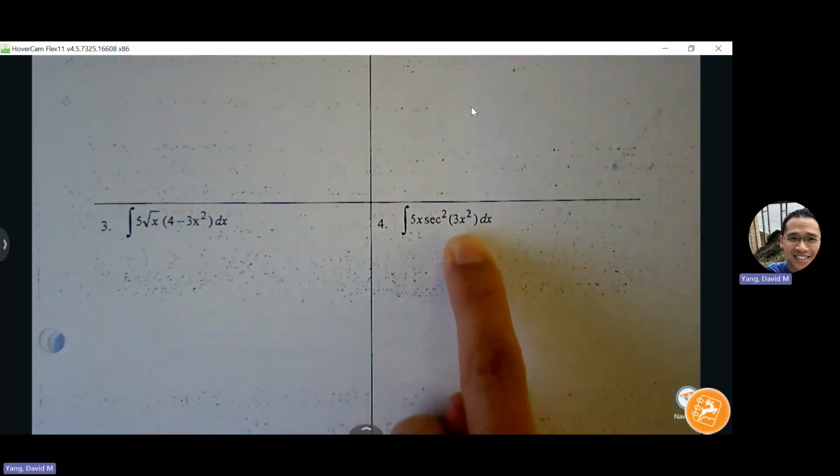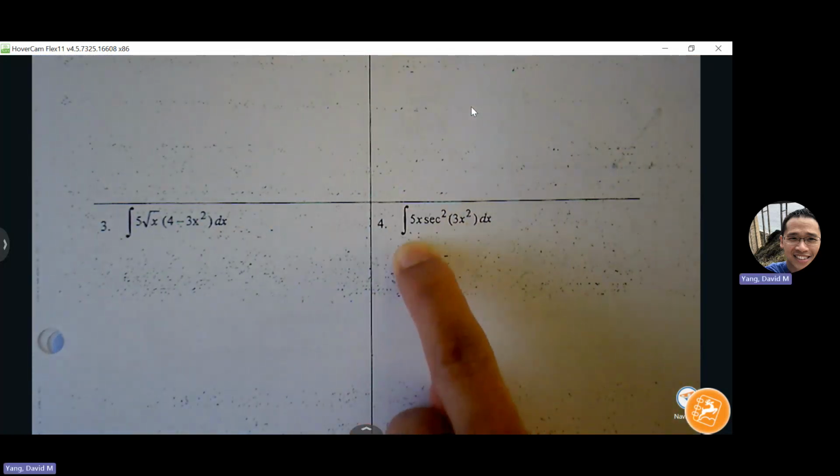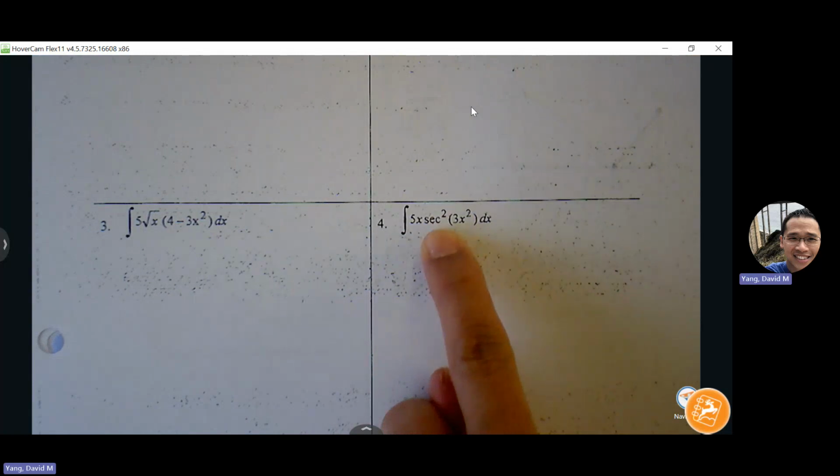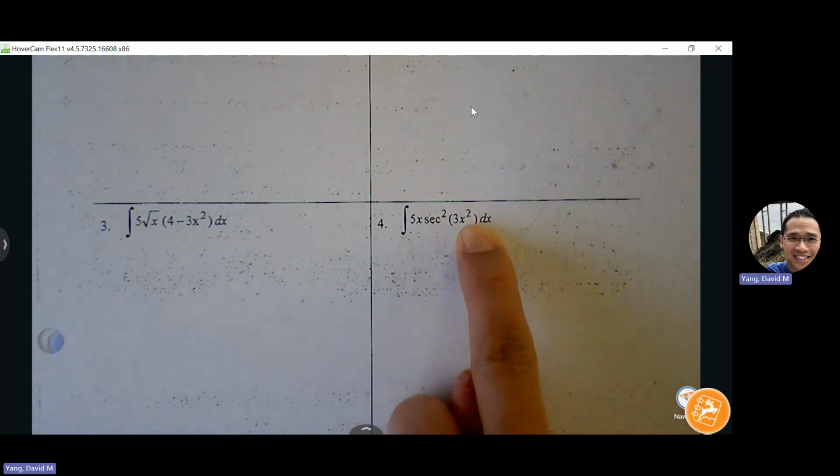You'll also see a trig problem where there are bounds involved, and when there are bounds involved, then we've got to evaluate and involve unit circle values, right? So we'll practice that as well.